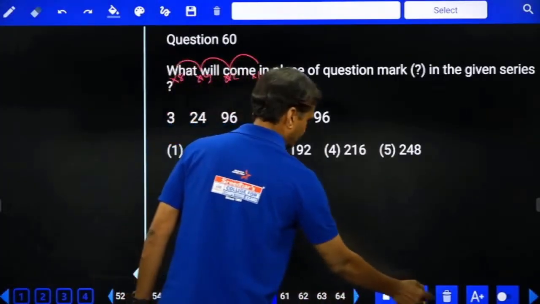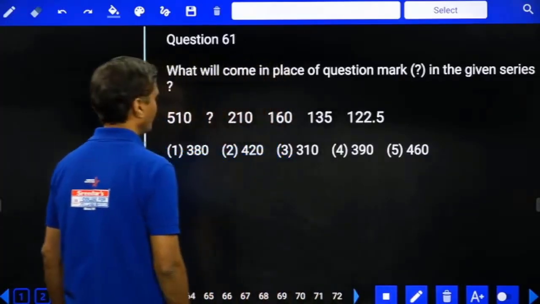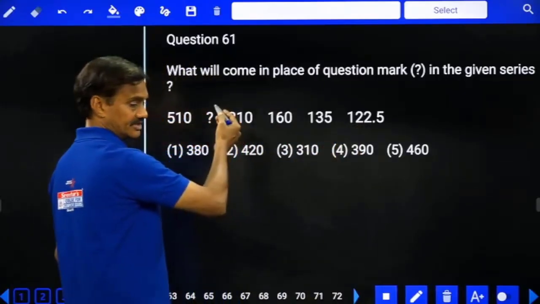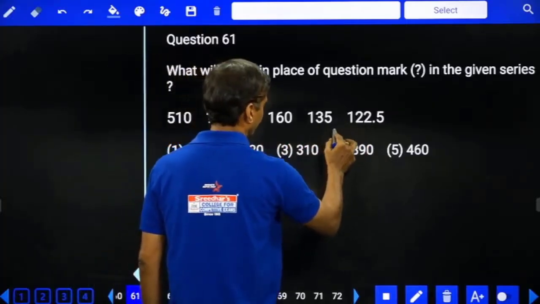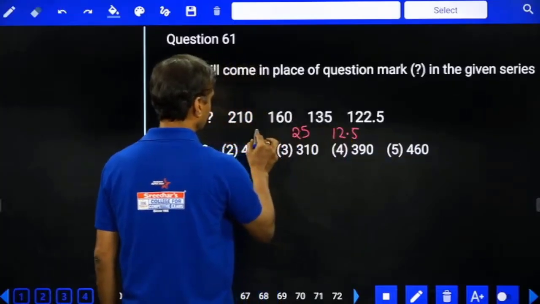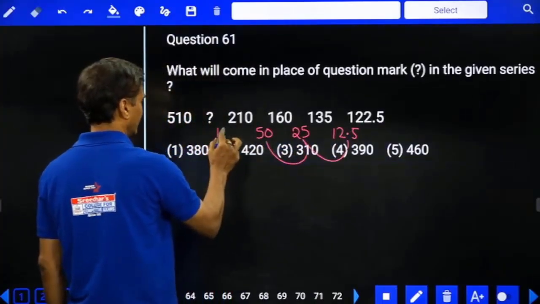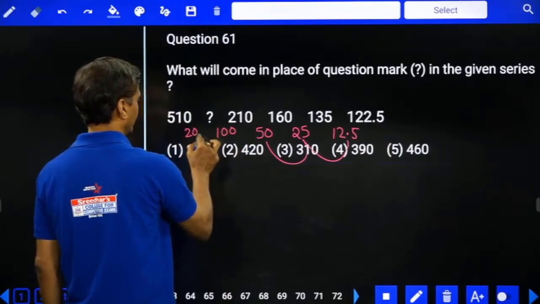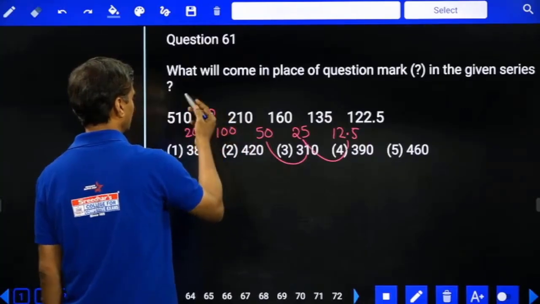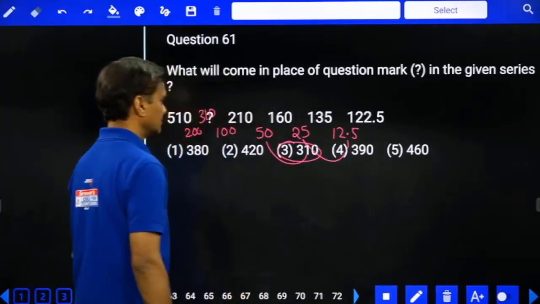Then, coming to question number 61. Now 210, 160, if you observe here, the numbers are in decreasing order, so let us start in reverse. 122.5, 135, here the difference is how much? 12.5. 135 and 160, the difference is 25. Now here the difference is how much? 50. Check out here. 12.5 into 2 is 25, 25 into 2, 50, 50 into 2, 100, 100 into 2, 200. Then 160 plus 50, 210, 210 plus 100, 310. Now 310 plus 200, 510. Then what is your answer finally? Choice 3 is the answer. Question number 61, choice 3.